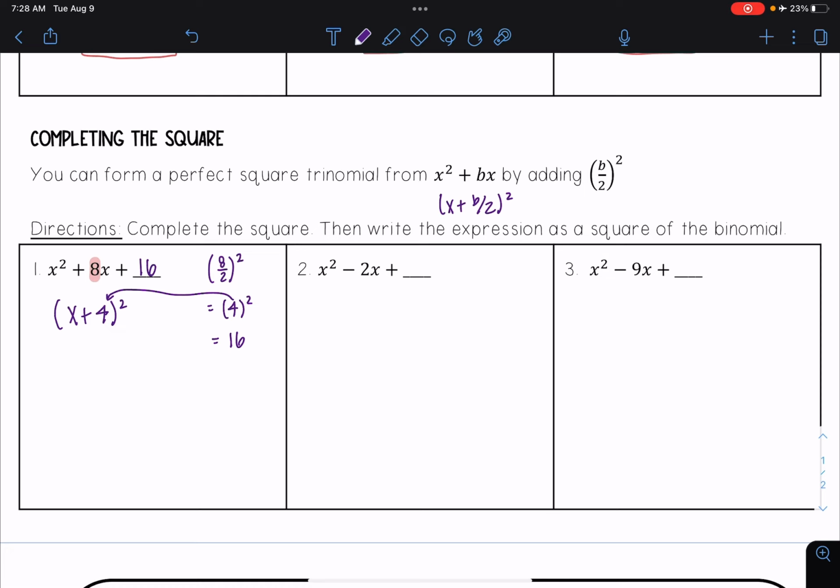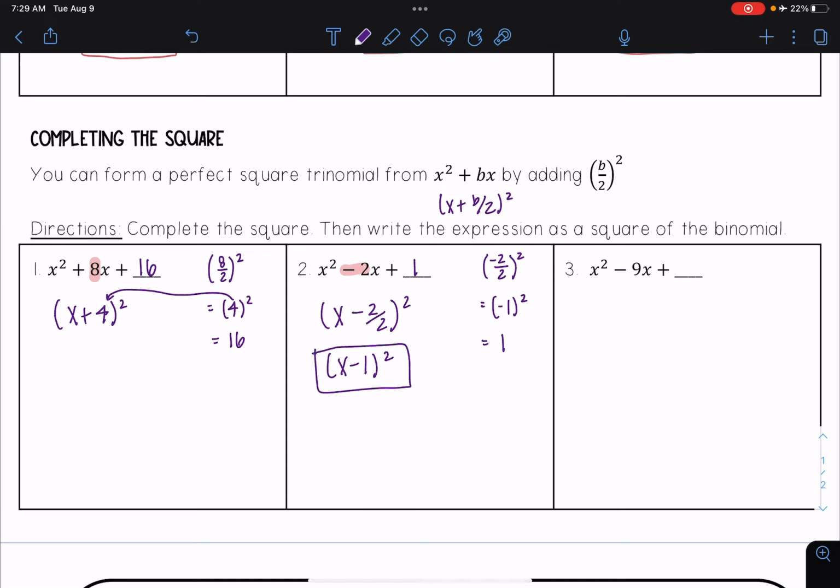Let's look at another one. Here I have x squared minus 2x. And here my b term is negative 2. So to figure out what I need to add to both sides, I need to do negative 2 divided by 2 squared. Negative 2 divided by 2, I get negative 1 squared. And negative 1 squared, I get 1. And now to figure out what my square binomial is, the binomial is going to be x minus b divided by 2, which is 2 over 2. And so I get x minus 1 squared.